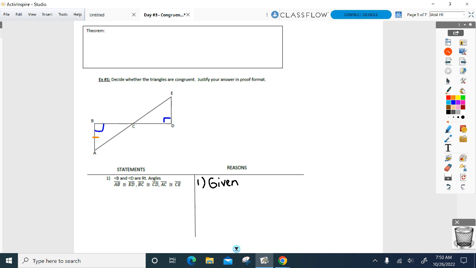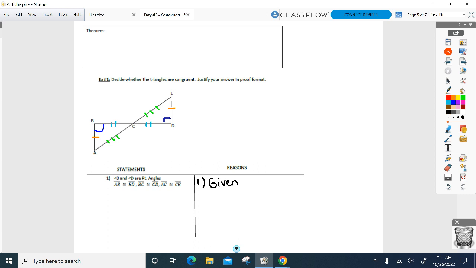AB congruent to ED. We put hash marks if you remember. Next up, BC congruent to CD. And finally, AC congruent to CE. The triangles will be congruent if all the sides and all the angles are equal. Good? So, I have all the sides equal. Everyone agree? All the sides are equal.